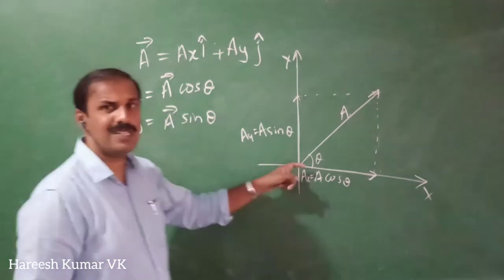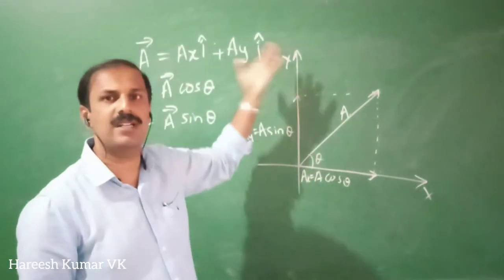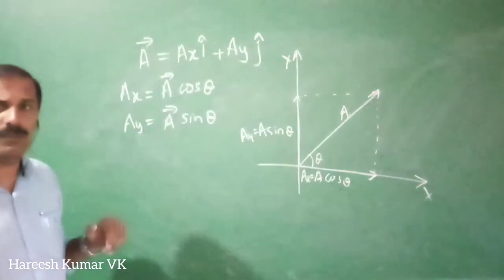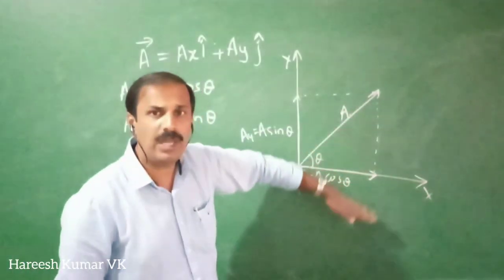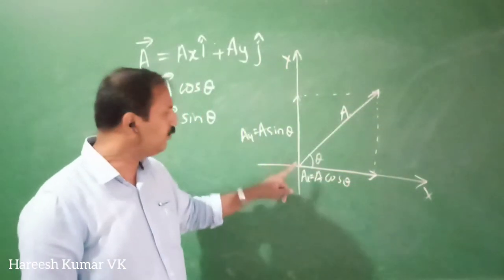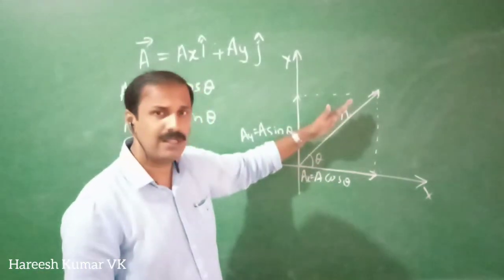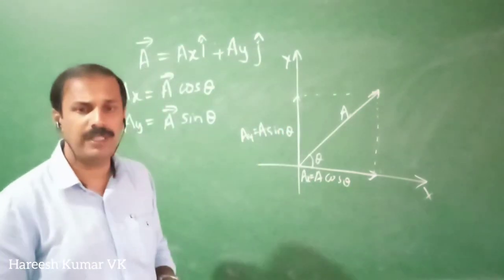So don't confuse which is cos theta and which is sin theta. Where the angle is, that side is cos theta and the other side is sin theta. Okay, you can remember it like this. So this is called resolving. Any vector can be resolved into its components along x axis and y axis. If that vector makes an angle theta with x axis, then A cos theta will be AX and A sin theta will be AY.